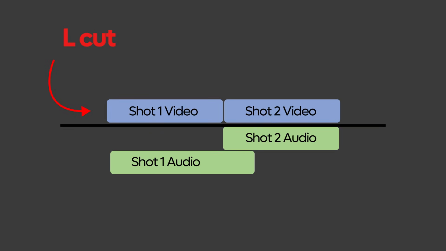Now, an L-cut works the opposite way. An L-cut means the audio from the previous clip continues playing even after the new visual clip has already appeared. So the visuals may change first, but the previous audio overlaps slightly into the next shot. And that overlap creates continuity between both scenes. These 2 techniques are extremely simple, but they remove a lot of that robotic feeling that happens in AI-generated films. Now let's move into CapCut, and I'll show you exactly how I apply both of these techniques step by step.